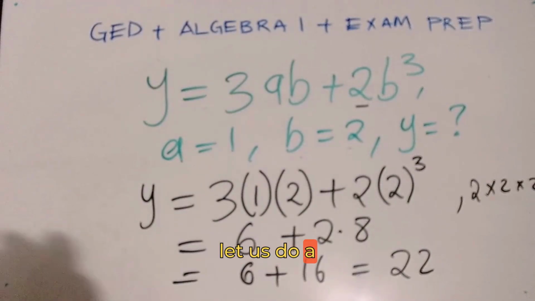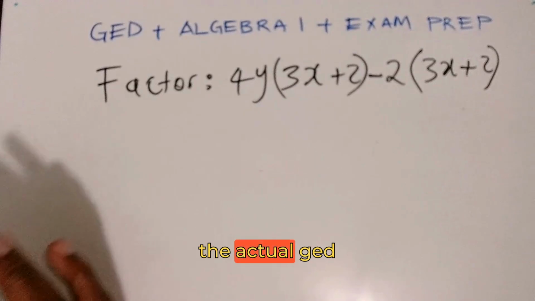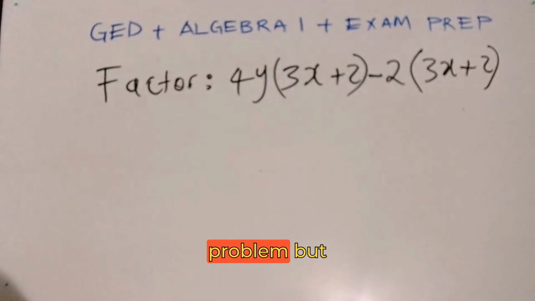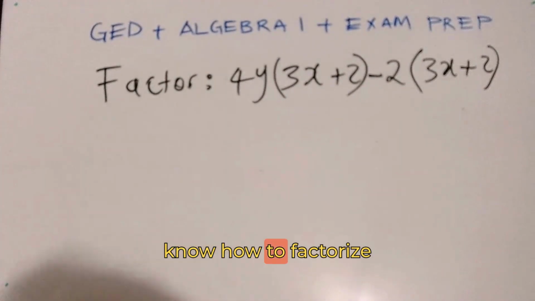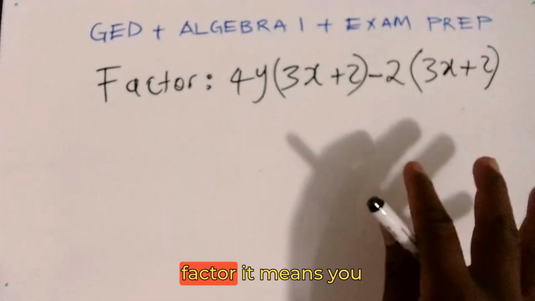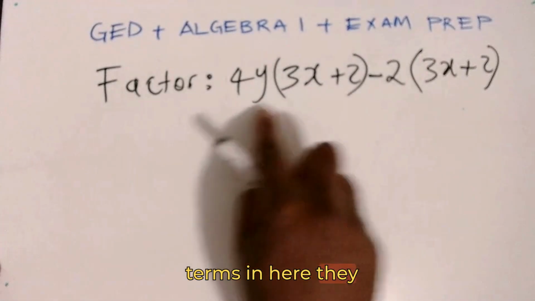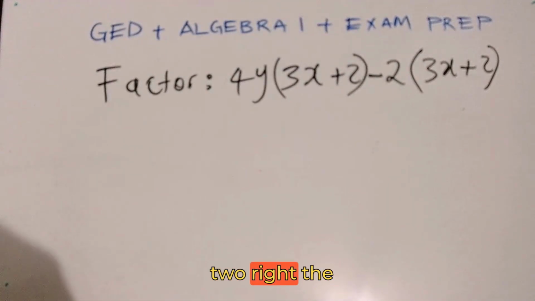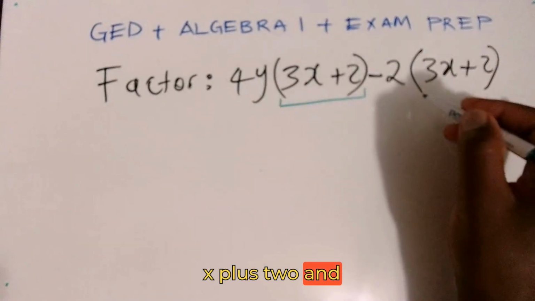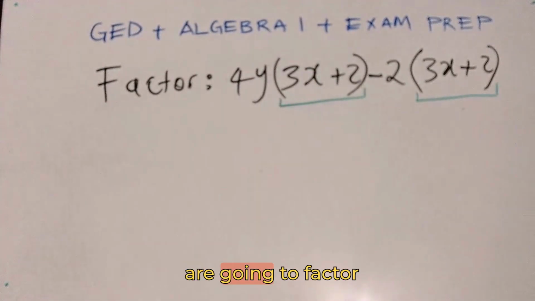Okay, let us do a little bit of factorization. So this problem, the way you see it here in the actual GED problem, is a multiple choice problem, but you have to know how to factorize before you do your choosing. So basically, when they say factor, it means you are looking for what both terms share. Both terms in here share 3x plus 2, right? The first term has 3x plus 2, and the second term has 3x plus 2. So because that is what is common, you're going to factor it out.